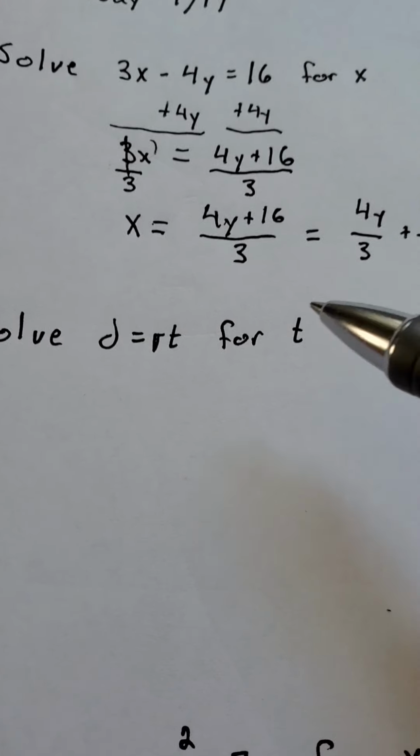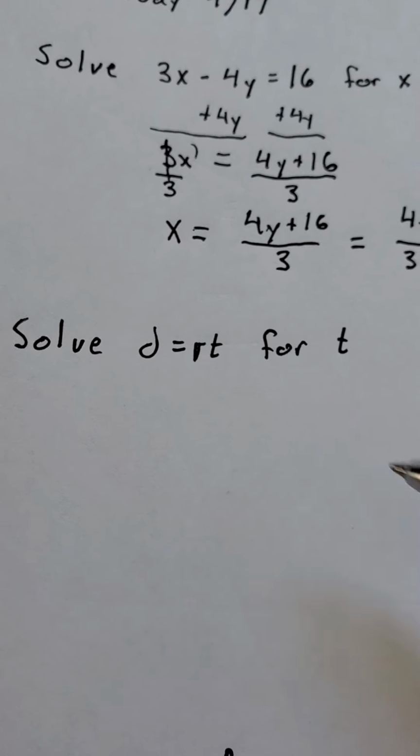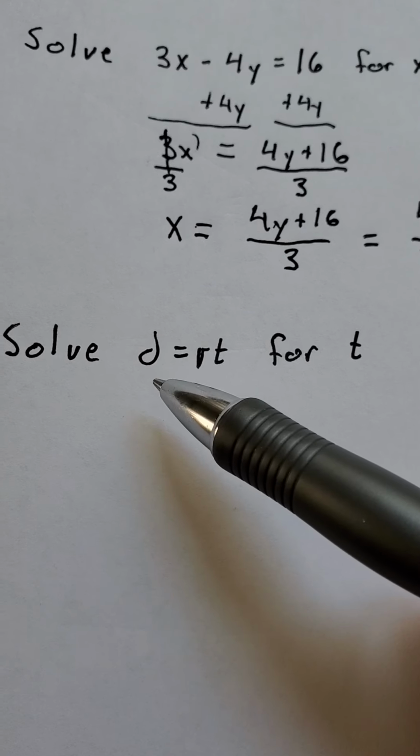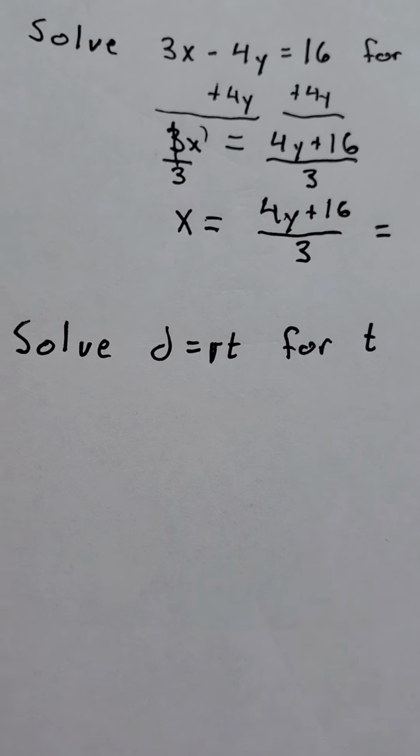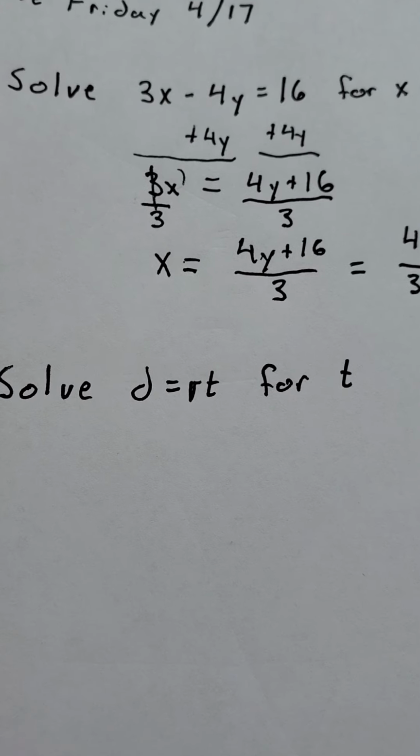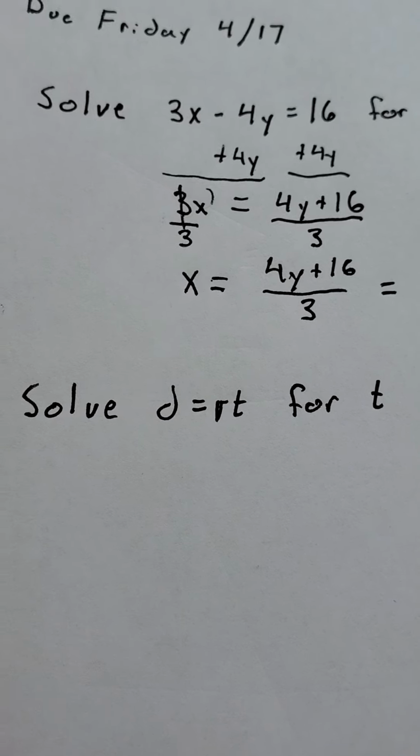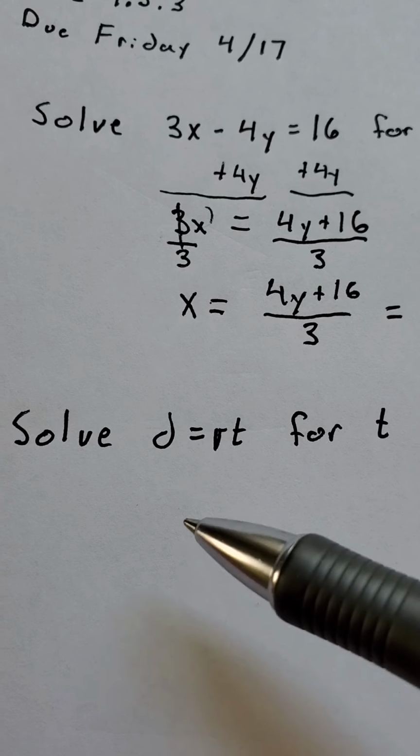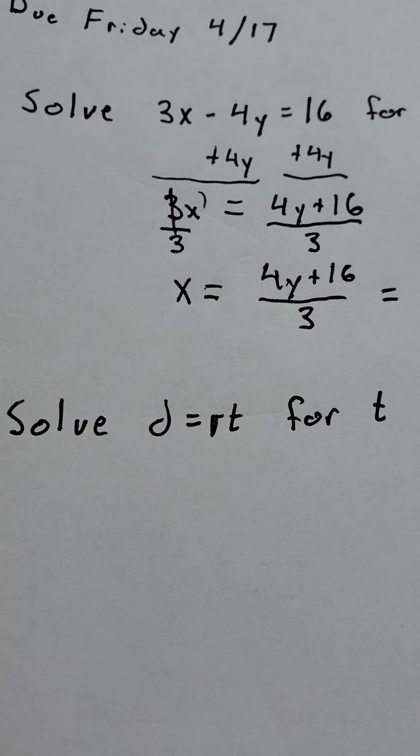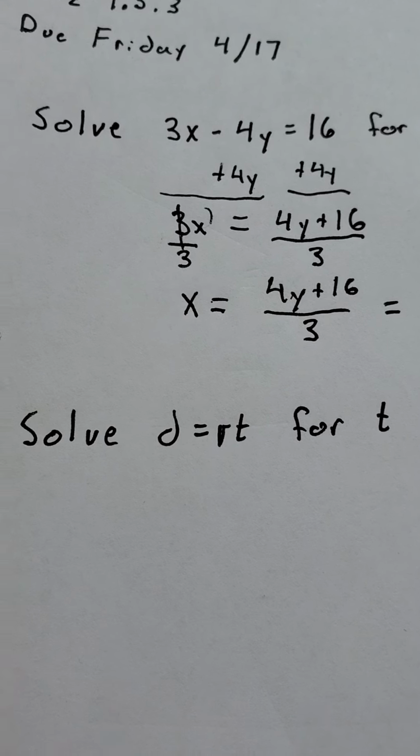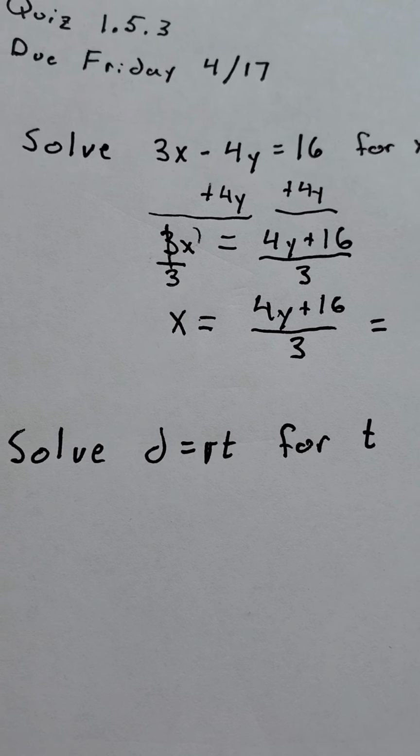Okay, so now let's look at this problem. Here we don't have any numbers. It says we're going to solve d is equal to RT, and we're going to solve it for t. So that means we want t to be on one side of the equation all by itself. Now, even though there's no numbers at all in this equation, all of the algebra rules still apply. You just apply them to the variables.